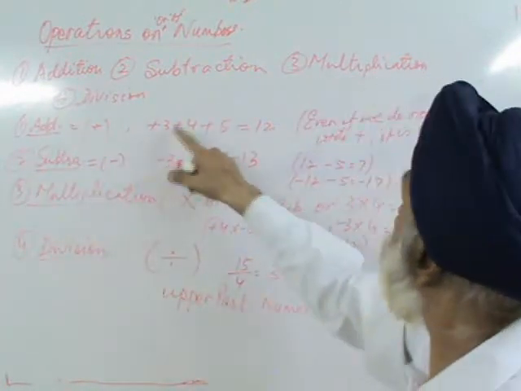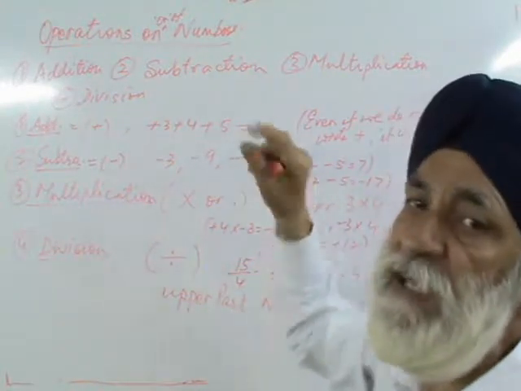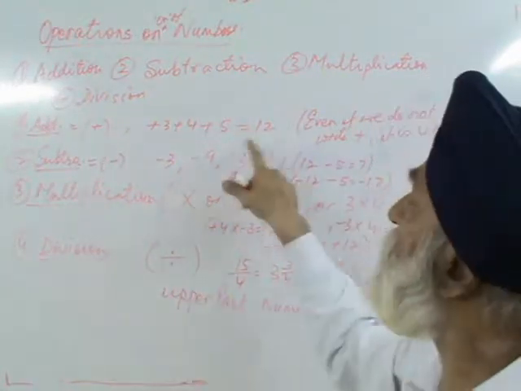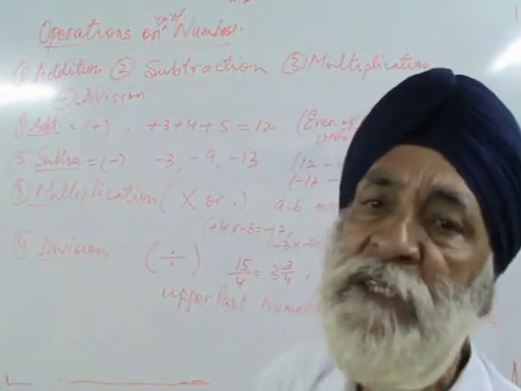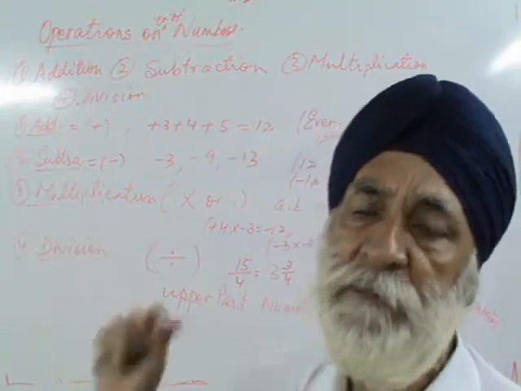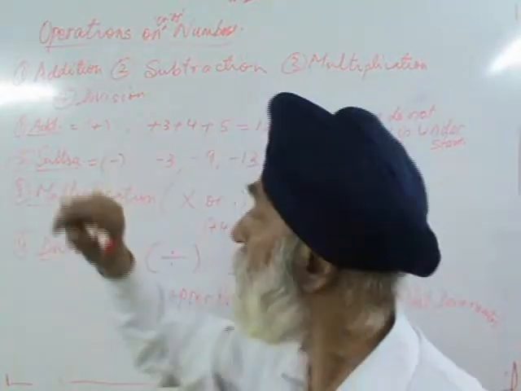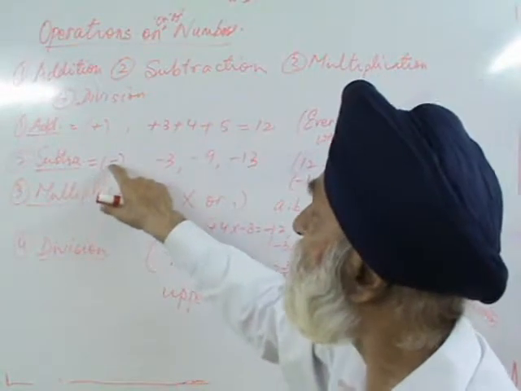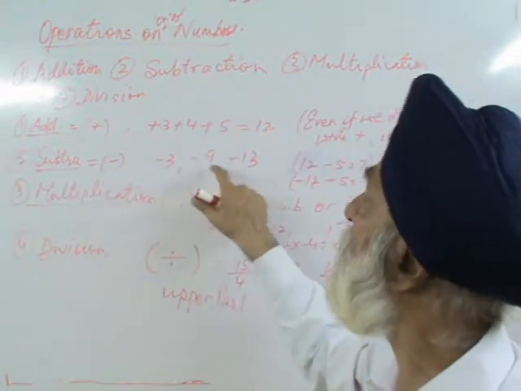The sign is written as a plus even if we do not write it, so this will be understood as plus 12. Subtraction: when we have something and after some time we give out something, what remains is the balance. So it's actually a balance. It is written as one small horizontal line, that is minus 3, minus 9 or minus 13.